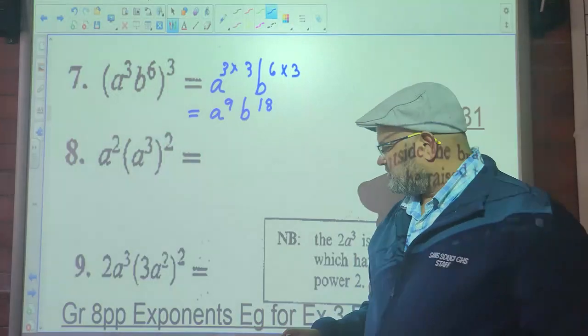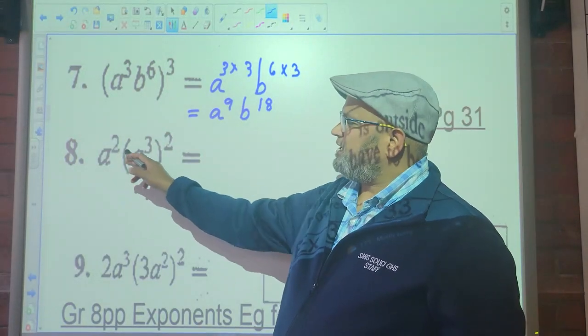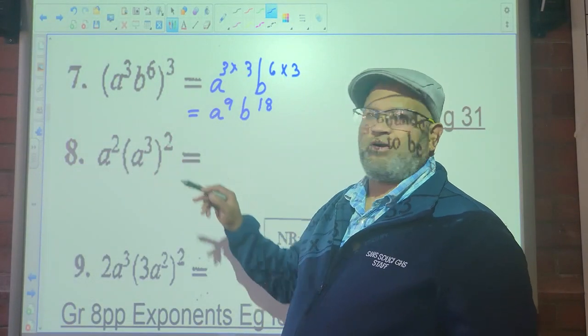Let's look at the next one, number 8. Here we got a squared in brackets, we got a cubed raised to the exponent 2.